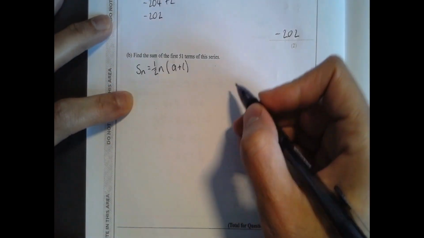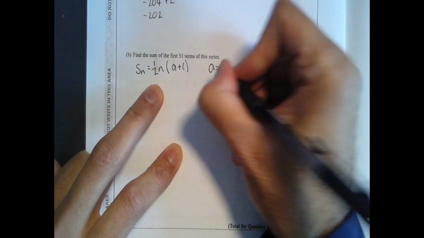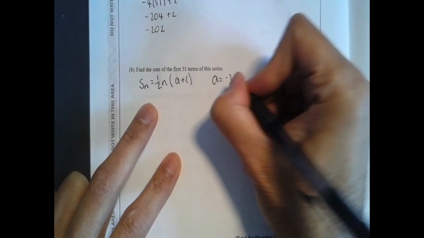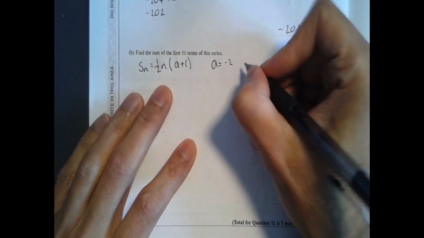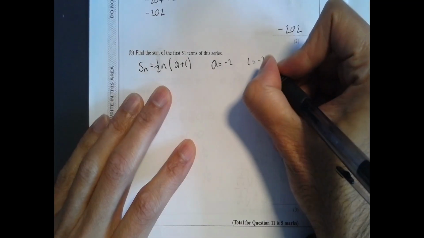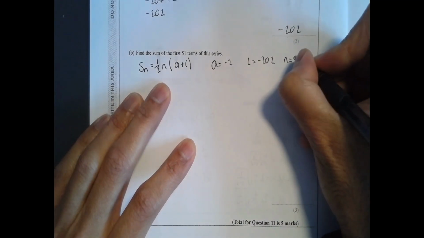Okay, so I'm going to use that version of my formula. I'm just going to write down the information I know. So I know that a is going to be equal to, and it's my first term, which is -2. I know my last term is going to be -202. And I also know the number of terms, and that's going to be 51.